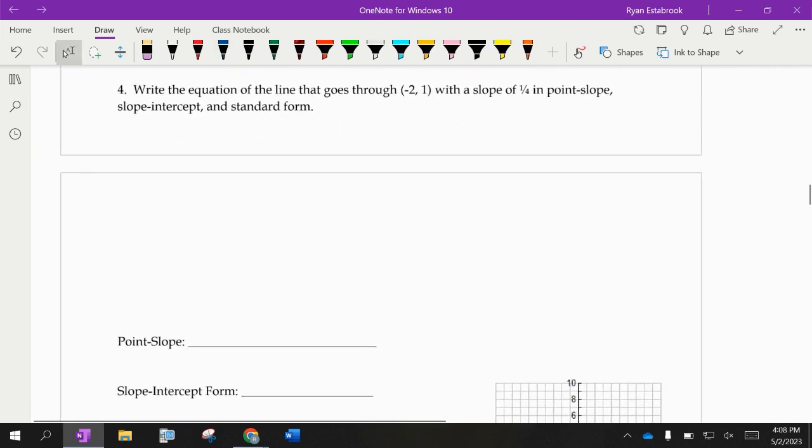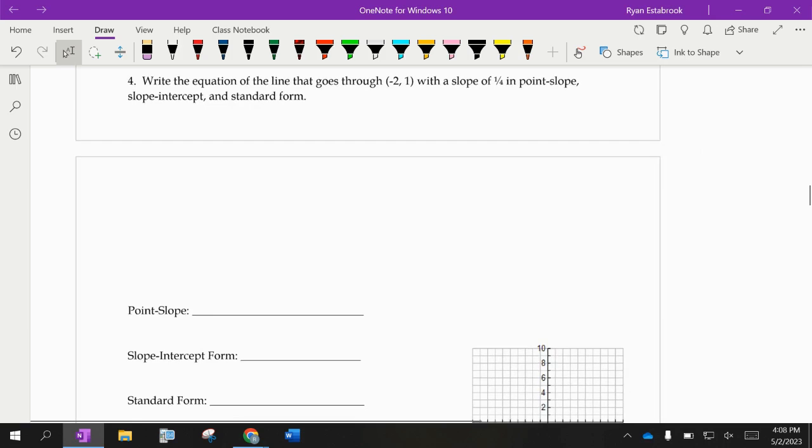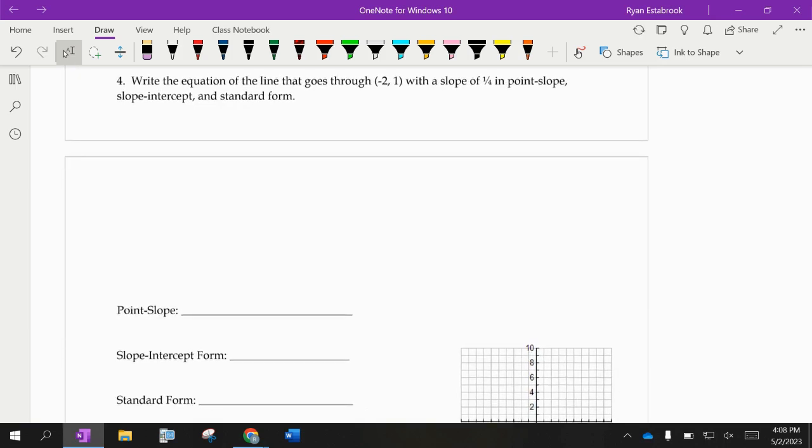Number 4, write the equation of the line that goes through -2, 1 with the slope of 1/4 in all 3 of the forms. Here is the point I'm going through, and it's not a y-intercept. So I'll start with the point slope form. Y minus 1 is equal to 1/4 times x minus -2. That's the point slope form.